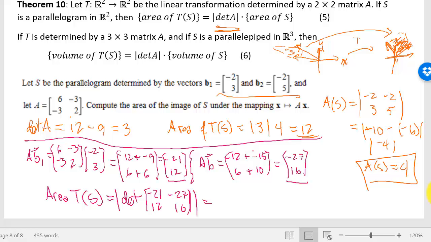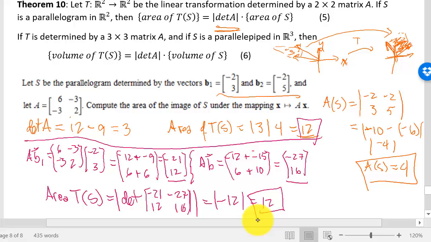So we have negative 21 and 16, and then 12 and 27. So I'll do this in a calculator, and it looks like the result is going to be negative 12. We want the absolute value of that, so it becomes positive 12. So this is our result by looking at the image. This is our result by using the theorem, and you see that they're both the same. So that's not a coincidence.